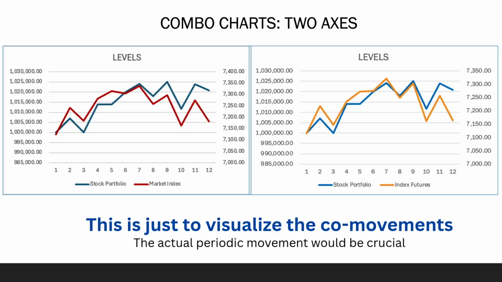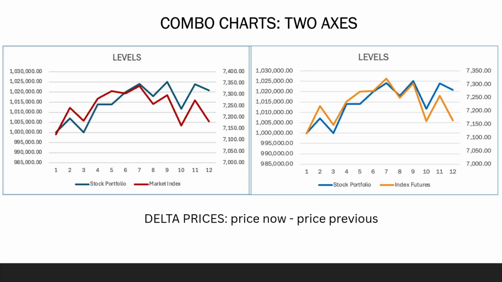So we can go for, let's say, delta prices, price now minus price previous, or delta prices divided by previous price, which is nothing more but the returns, meaning price now over price previous minus 1.